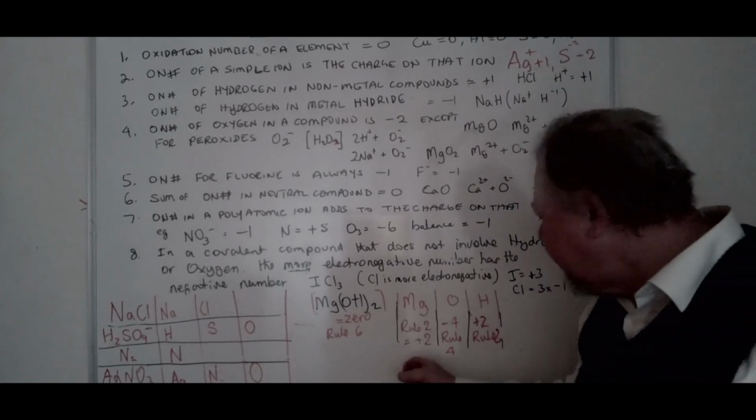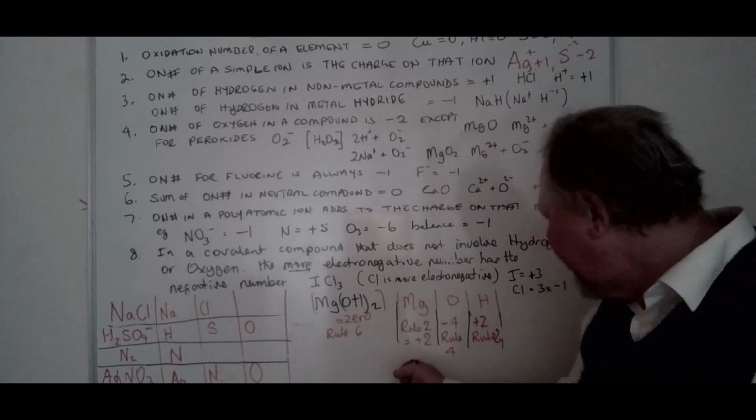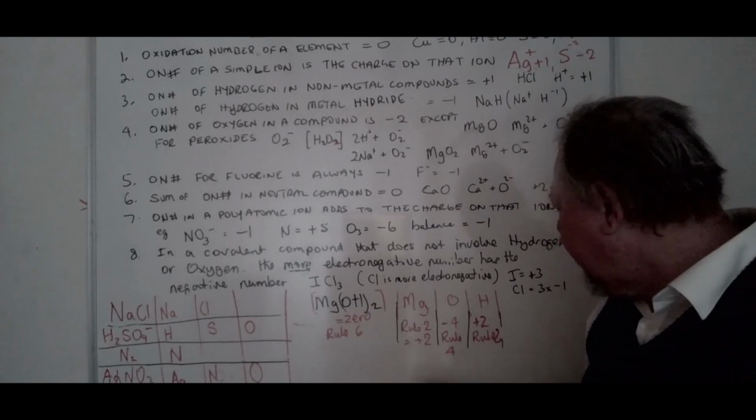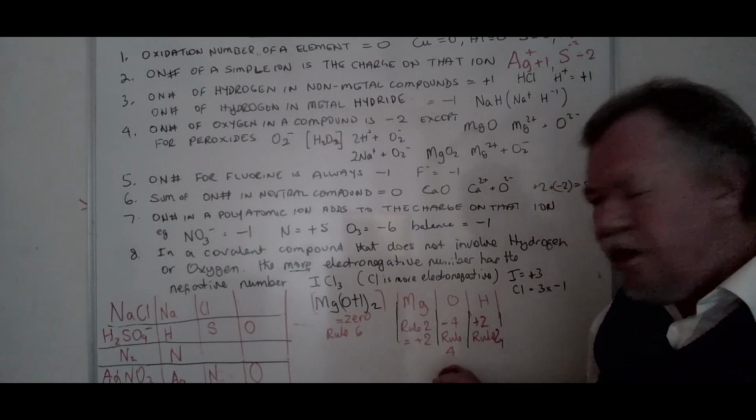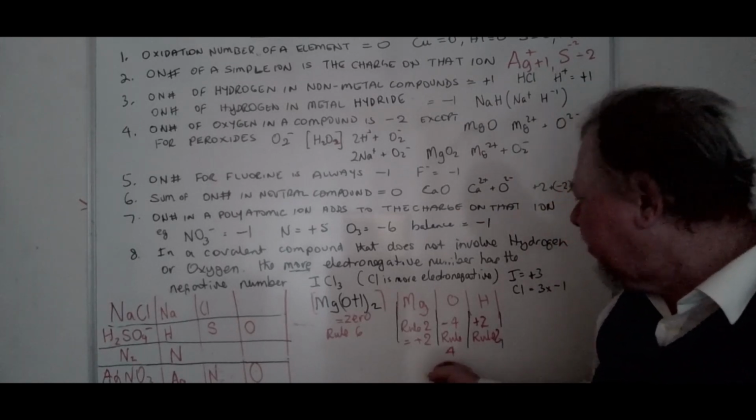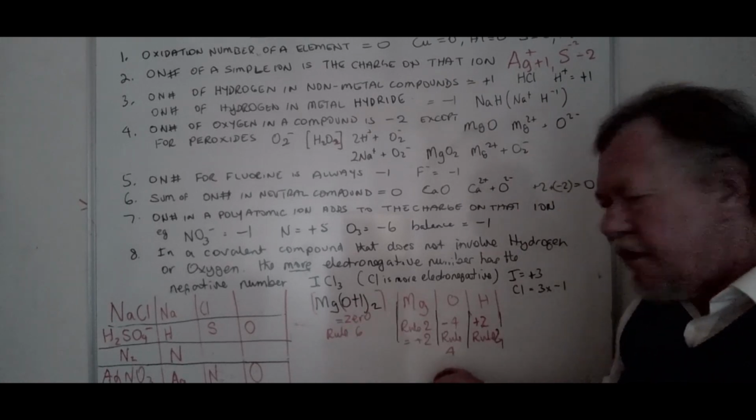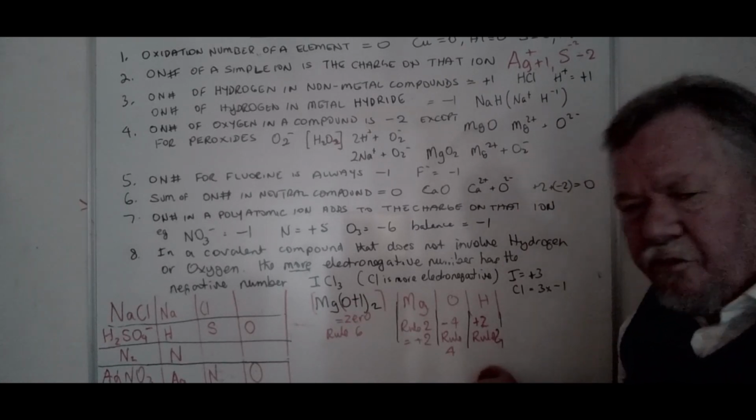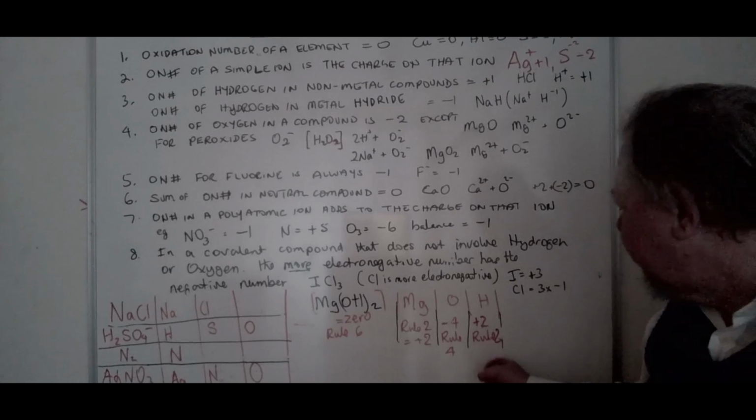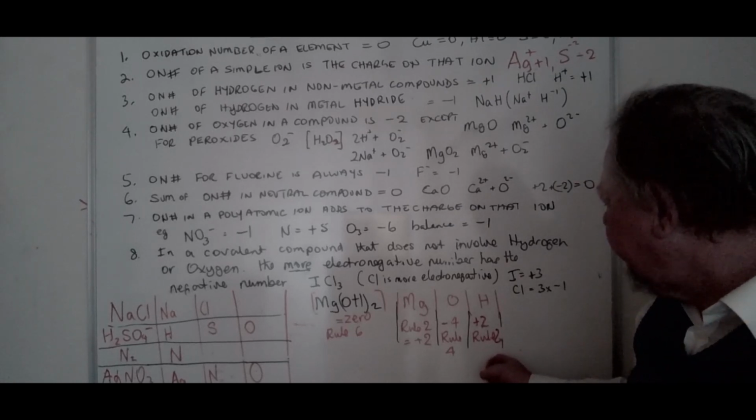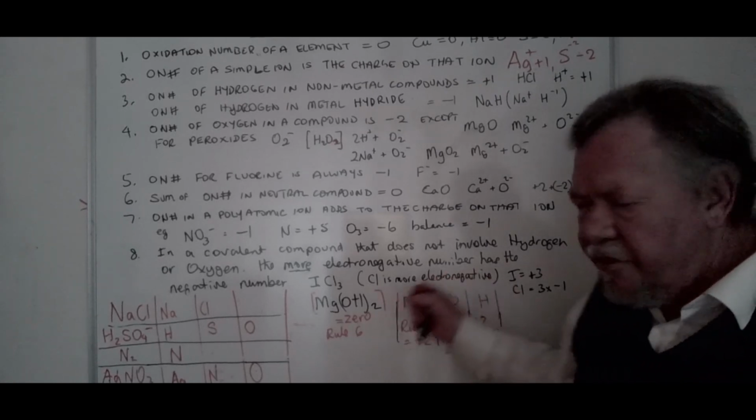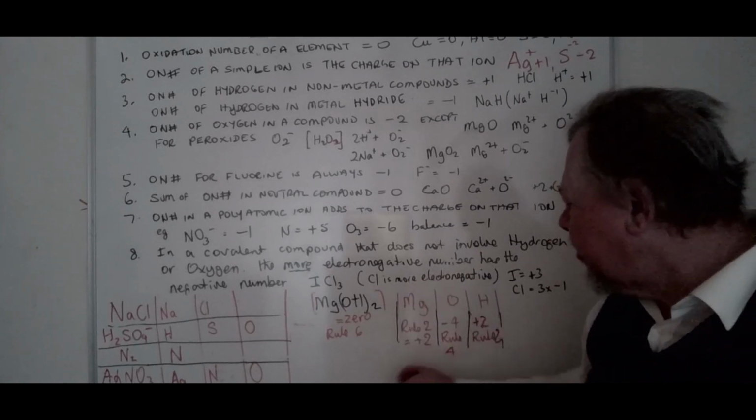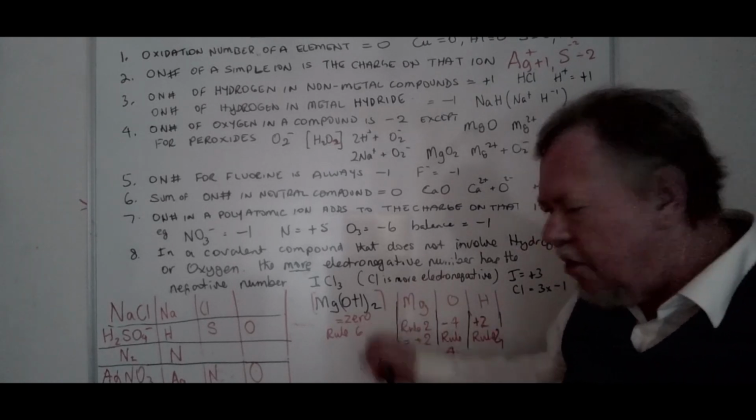So now we've had magnesium is +2. 2 of those. We've got 4 of these oxygens, O2 negative, and we've got a further +2 of hydrogen. That gives us now an overall oxidation number of 0, which is the compound.